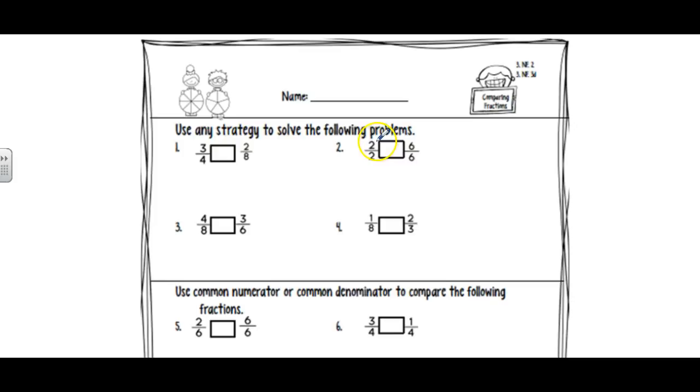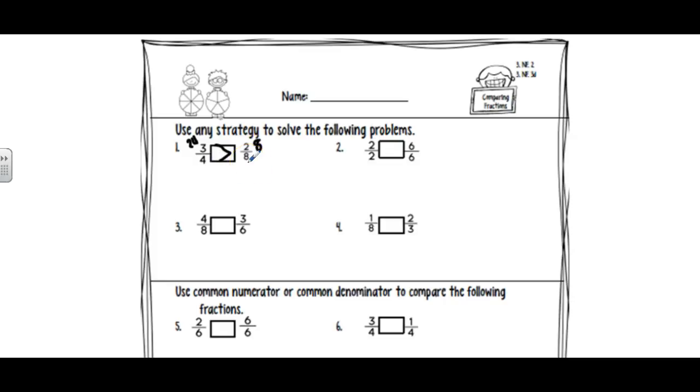But when we get over here to 2/2 and 6/6, I'm hoping you can look at that and automatically know what the answer would be. So for 3/4 and 2/8, if I were to cross multiply and do 8 times 3, I know that 8 times 3 is 24. If I were to cross multiply and do 4 times 2, I know 4 times 2 is 8. So definitely over here, 3/4 is more than 2/8.